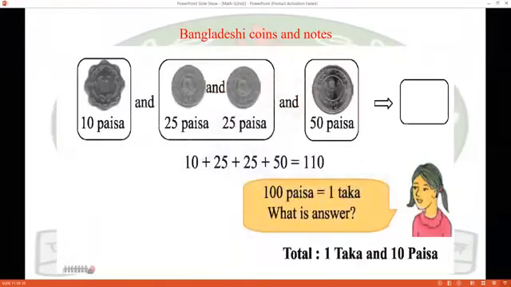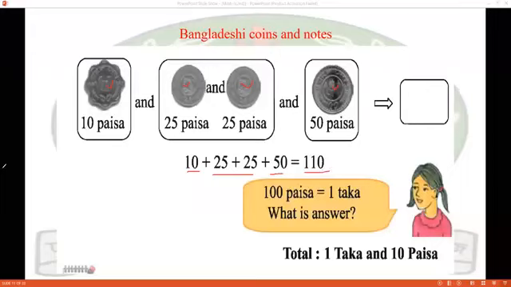There is another problem. One 10 paisa coin, two 25 paisa coins, and one 50 paisa coin. This is the 10 paisa coin, this is the 25 and 25 paisa coins, and this is the 50 paisa coin. How many will be in paisa? So 10 paisa, 25 paisa, and 50 paisa: 50 and 25, 25, 50, and 10, that is 110.